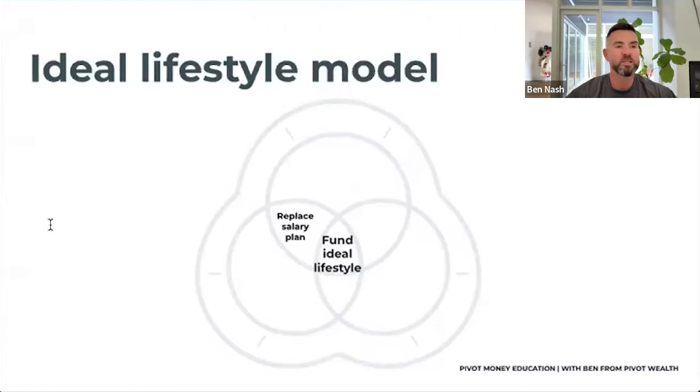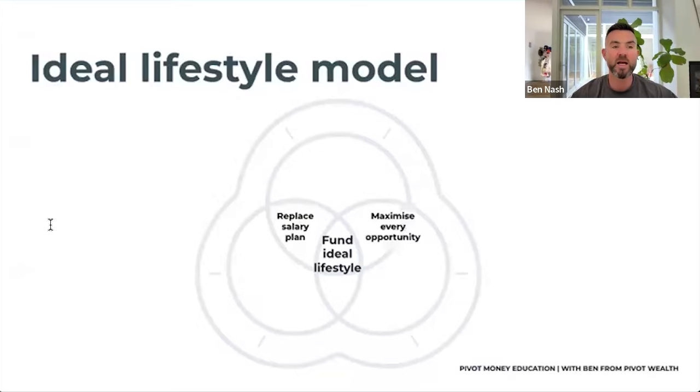The first one is what we call a replace your salary plan. So you have to have a plan where you can replace your employment salary with investment income so that you're then in a position where you're working out of choice as opposed to necessity. It's not about retirement, but it's about knowing that you're working because you choose to, not because you have to, because you're reliant on the money.